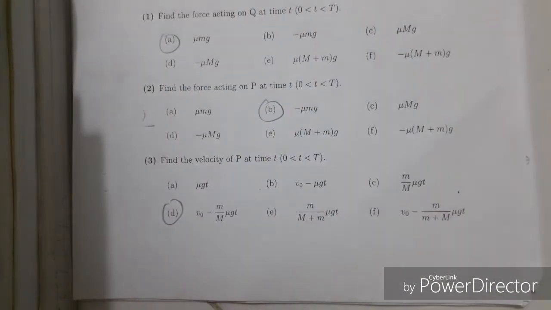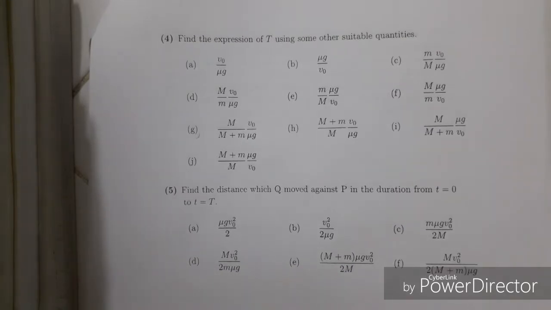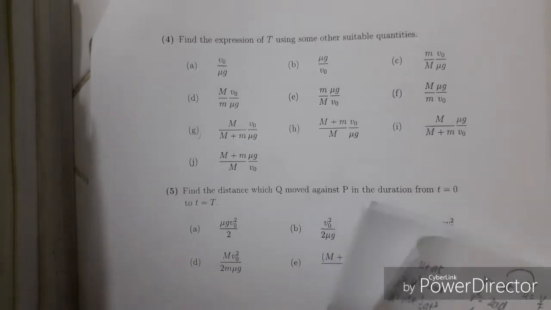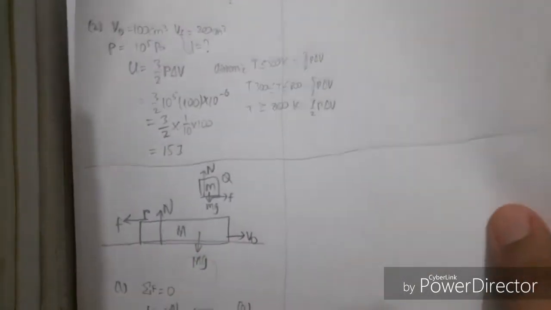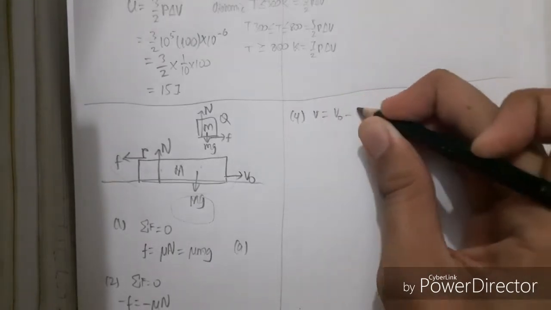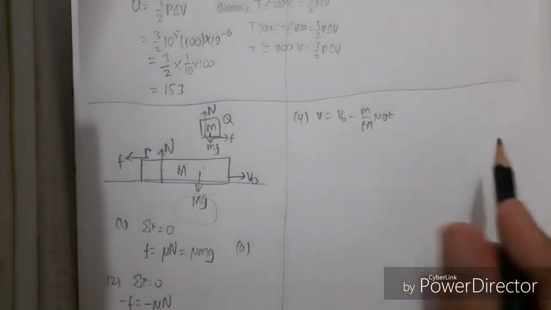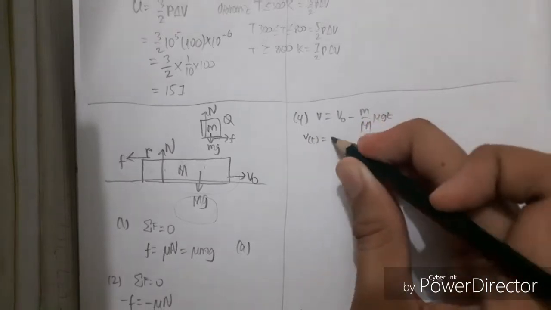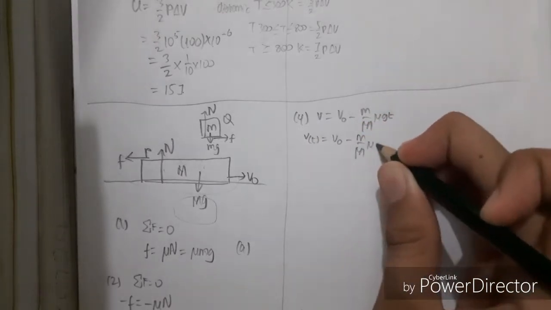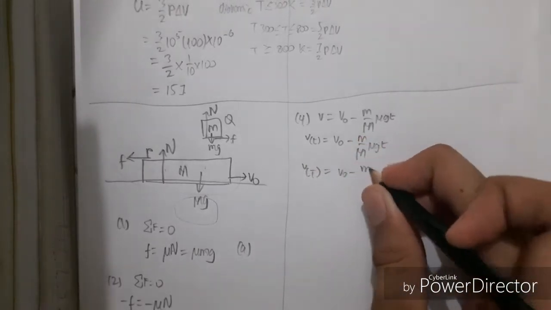Okay, so for number 4, let's look at the next page. Find the expression of T using some other variable quantities. So for this particular question, it's somewhat hard, but it is still doable. So the value that we have got is v0 minus m over M mu gt. But this value can change, right? So that's why I made it v in t, little t. Now we are asked at t, capital T.